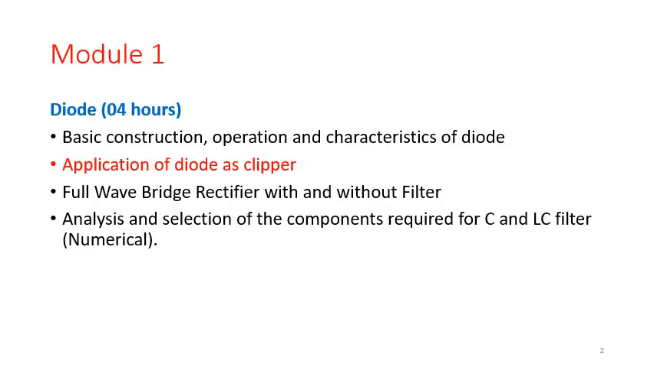The module that we are studying is diode, and the things that we have completed till now about diode are the basic construction, operation and characteristics of a diode. If you remember what we've done in the previous lecture, this is the symbol of a diode. This is the positive side, this is the negative side. We have studied two types of biasing, forward bias and reverse bias.